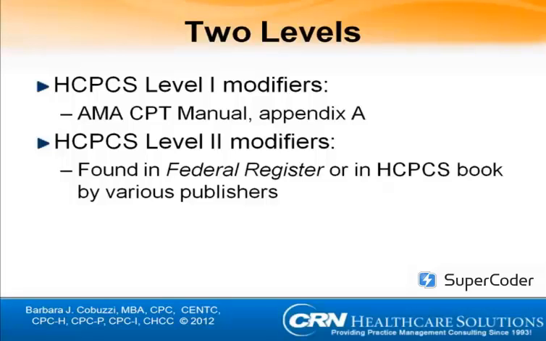And then there are level 2 modifiers, which are found in the Federal Register, and they are in your HCPCS book by various publishers. And they are modifiers like Medicare has specialty modifiers like your GA, your GX, your GZ, your ambulance modifiers, and things like that. And so you will find those there. And I'm actually not addressing those. I'm addressing the level 1 modifiers that you find in Appendix A.